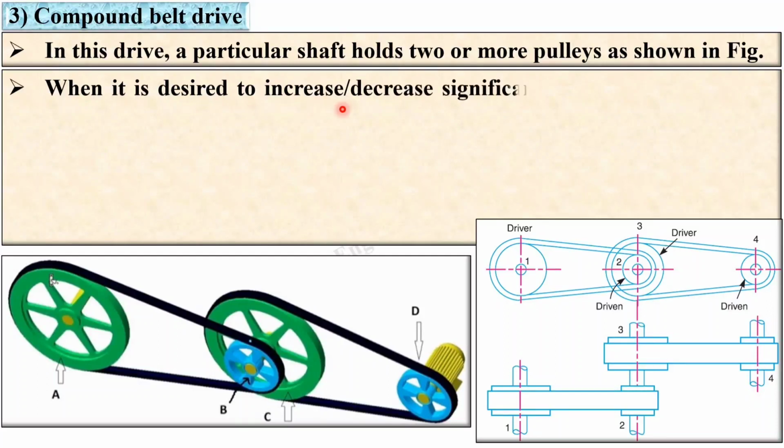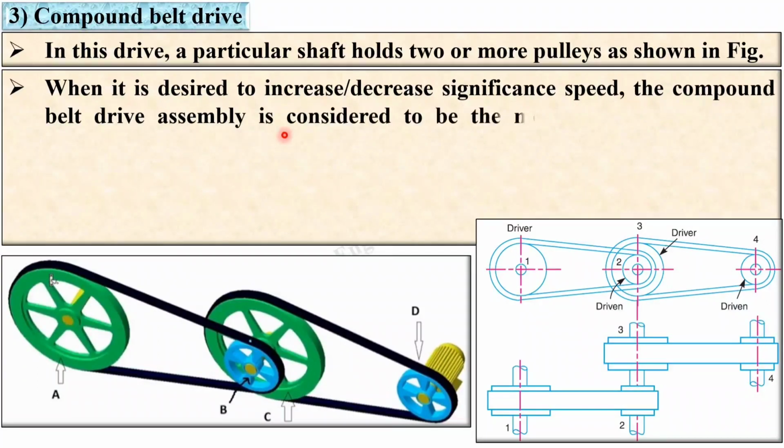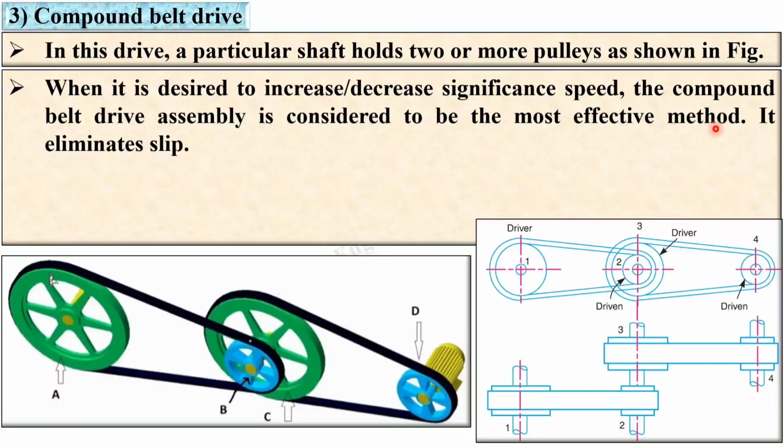When it is desired to increase or decrease speed significantly, the compound belt drive assembly is considered the most effective method, and it eliminates slip. Here you can see if you transmit power directly from this to this pulley, there will be less contact angle. But if you provide this type of compound belt drive arrangement, then you can increase the contact angle, and so you can reduce the slip.